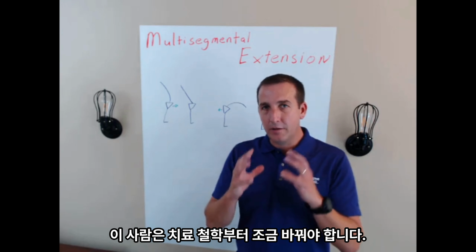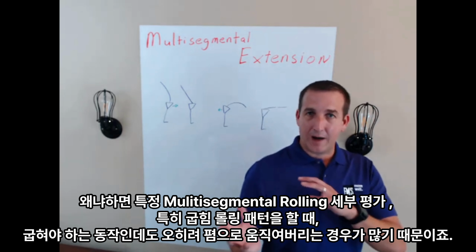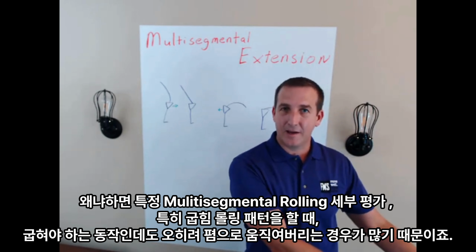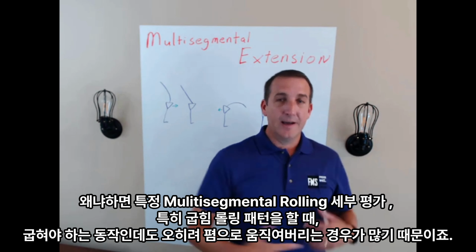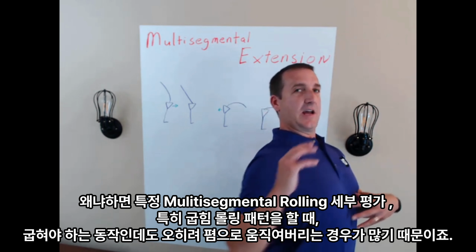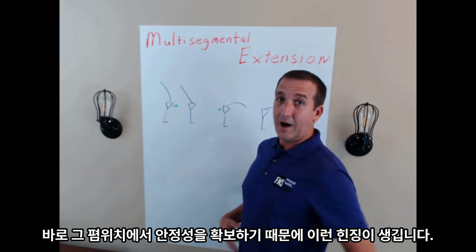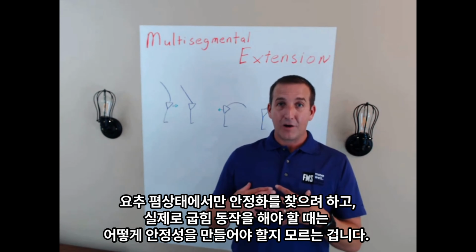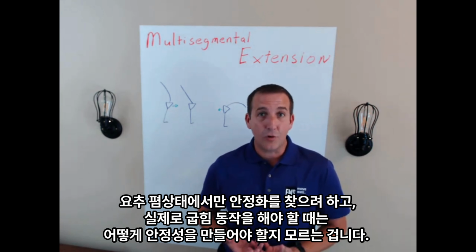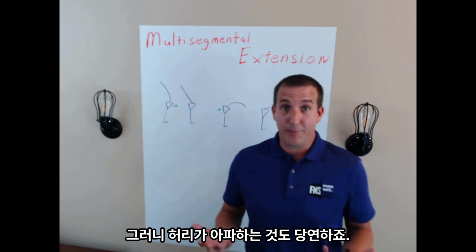I'm going to have a little bit different treatment philosophy with this person, because a lot of times when I break them out and I get down to multi-segmental rolling, when they're doing a flexion rolling pattern, a lot of times they'll go into extension to do that flexion pattern. This is where they get their stability. This is why they hinge at that segment. They are getting all their stability in a lumbar extended position and really don't know how to be stable when they're trying to do a flexion activity. Well, no wonder the back gets upset.